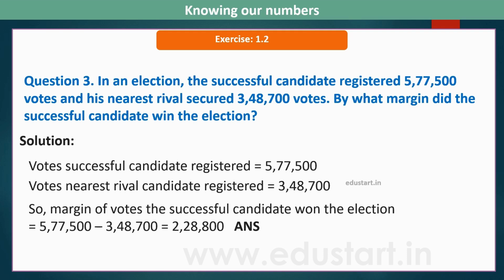Now, the successful candidate registered 5,77,500 votes. The nearest rival candidate registered 3,48,700. So what is the margin of votes with which this successful candidate won? So this should be the difference of these two vote numbers. So 5,77,500 minus 3,48,700, which is equal to 2,28,800. So by a margin of 2,28,800, the successful candidate won.